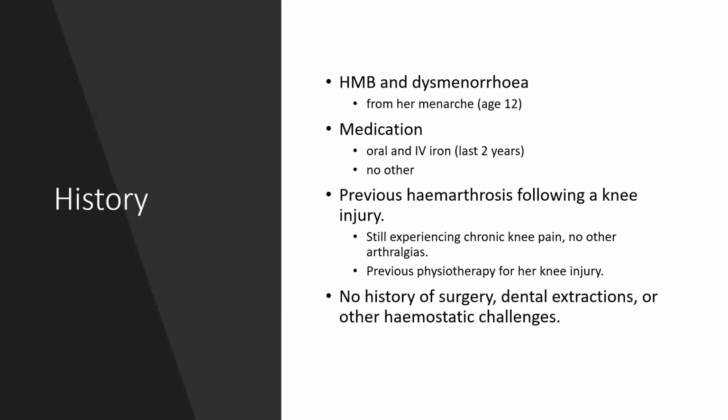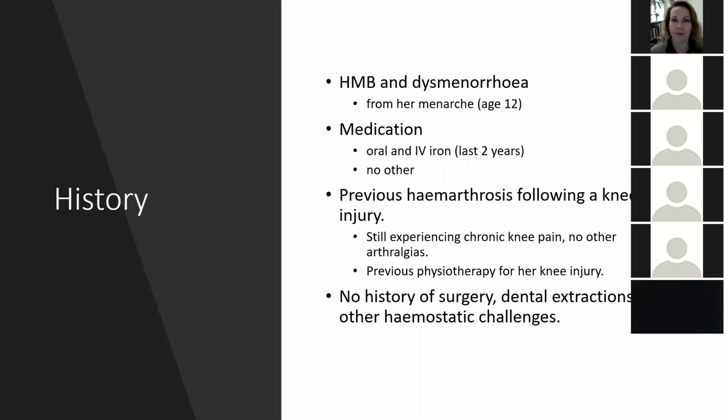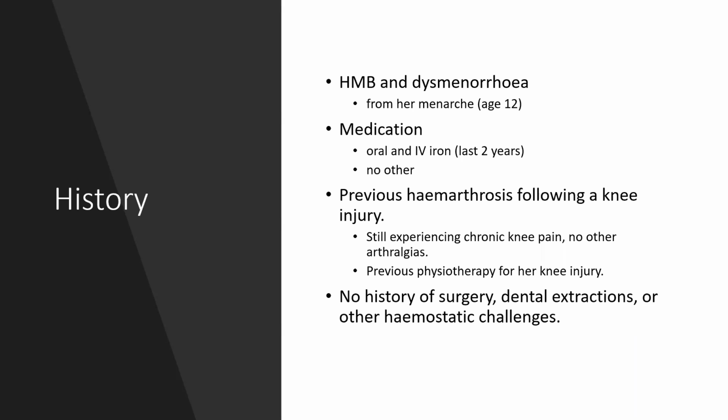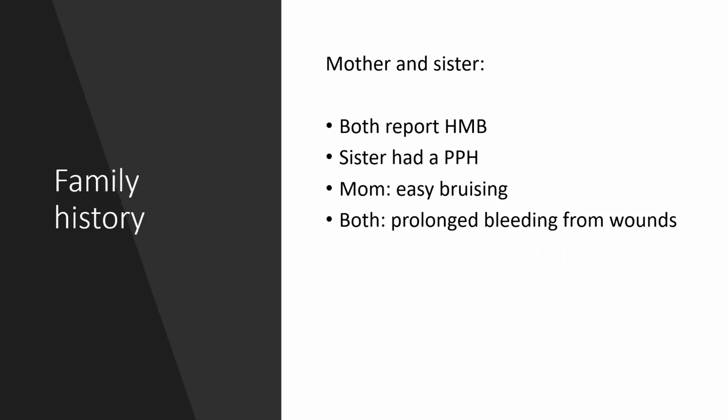Her history, she had heavy menstrual bleeding and dysmenorrhea from her menarche at the age of 12. She wasn't taking any medication or over-the-counter drugs. She was only on oral and IV iron, which she had been getting for the last 2 years on and off. She gave a history that she had a previous hemarthrosis following a knee injury, and she was still experiencing some chronic knee pain, but no other arthralgias. She did have previous physiotherapy for her knee injury, and the story was that she twisted her knee. She didn't have a history of surgery, dental extractions, or any other hemostatic challenges.